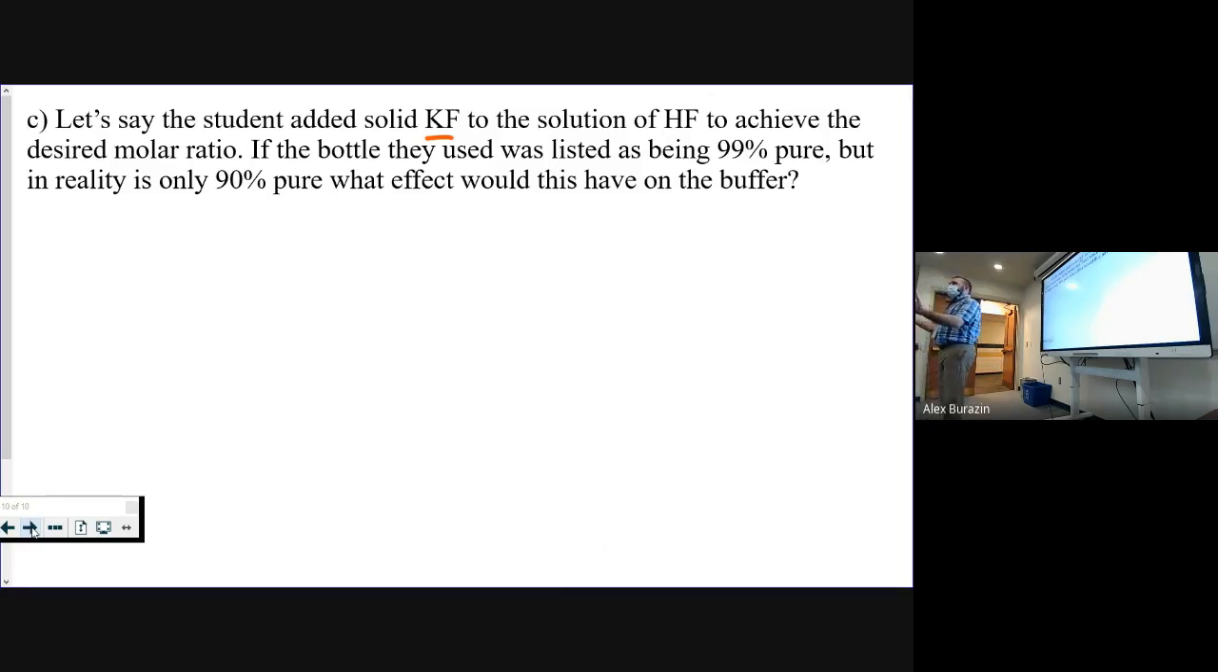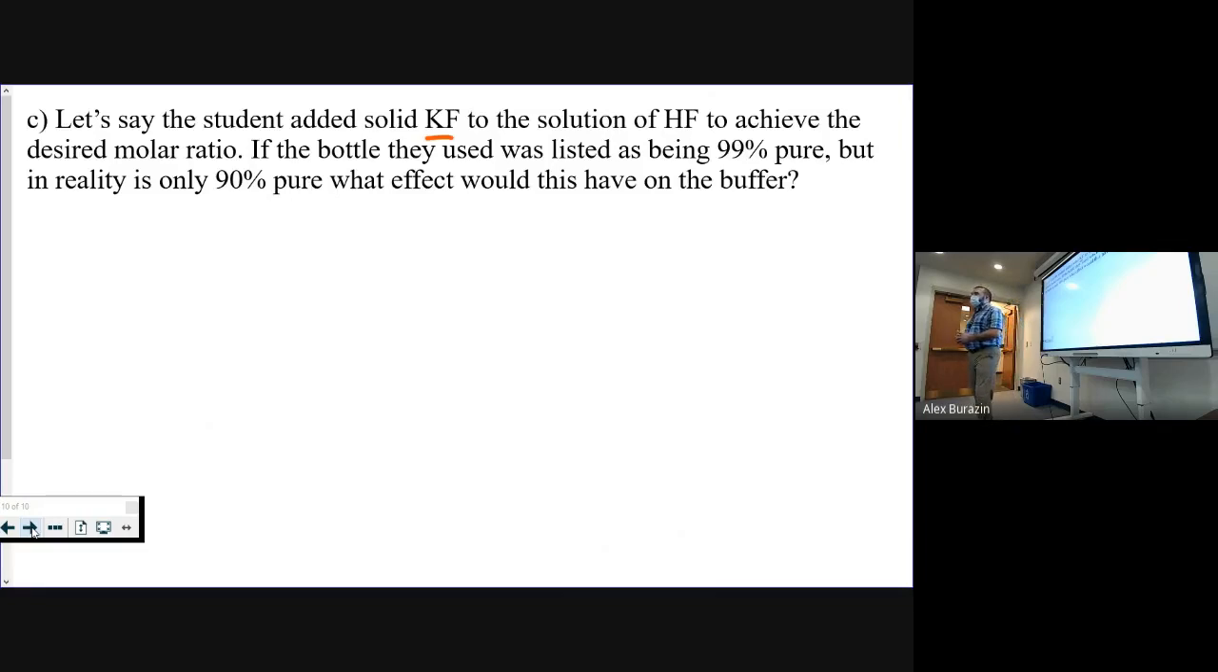We're trying to create a buffer. We did all the paper math, we figured it all out. And we determined that we need 0.115 moles or 0.115 molar base in our buffer. So we go to a balance, we grab the potassium fluoride, we mass out perfectly what we need, we add it, and we think everything is good. But what we thought we were adding was 99% pure, only ended up being 90% pure. What's going to happen to the pH of my buffer?